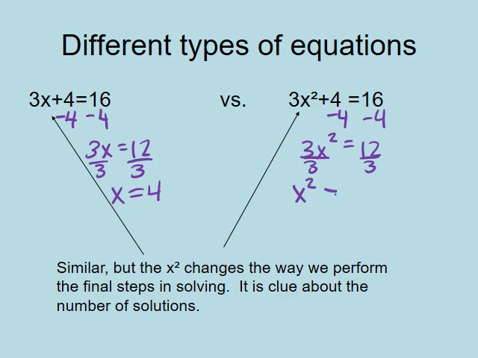But in my second equation, I still have x squared equals 4. The opposite of squaring is square rooting. So in this case, I have to take the square root of both sides to get x by itself. I now have x equals 2, specifically plus or minus 2, and we'll explain why.